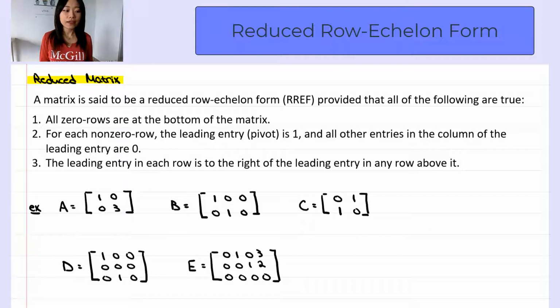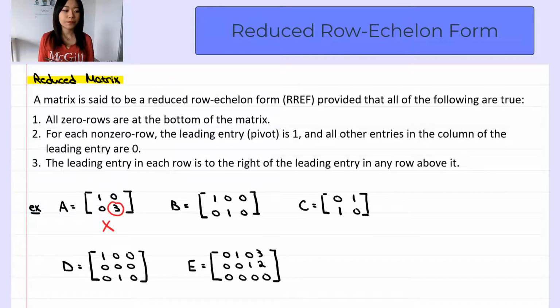Let's identify whether these 5 matrices are in reduced row-echelon form. Matrix A, 1, 0, and 0, 3. Let's go through the 3 conditions one by one. First condition is if there's any 0 row, they have to be at the bottom. But this matrix does not have a 0 row, so the first condition is met. Second condition is that each leading entry has to be 1. But in the second row of matrix A, the leading entry is 3. It is not 1. So matrix A is not in reduced row-echelon form.